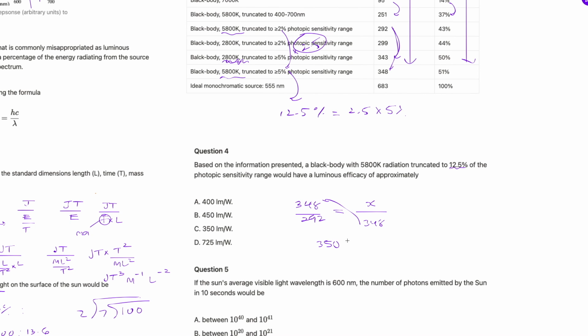I'm going to call 348 350 over 292, and let's call 292 300. The reason why I can do that is because I'm rounding up on the numerator and I'm also rounding up on the denominator roughly, and the little increments of 2 and 8 are relatively insignificant in the scheme of the question. So this will help me solve x assuming a linear relationship.